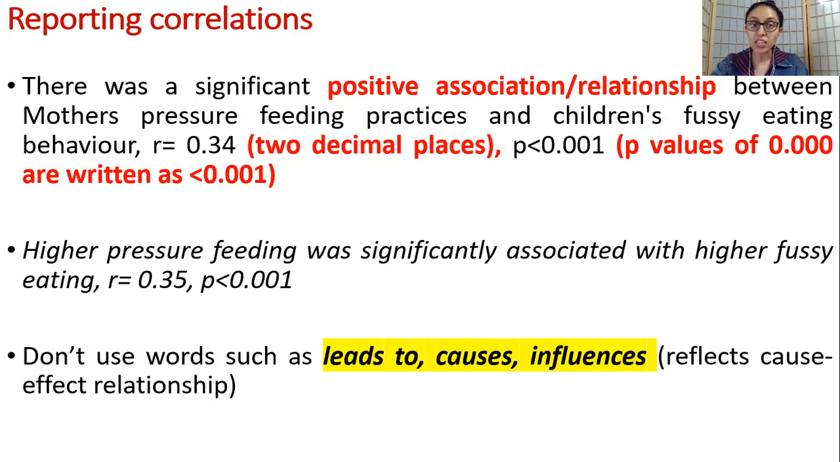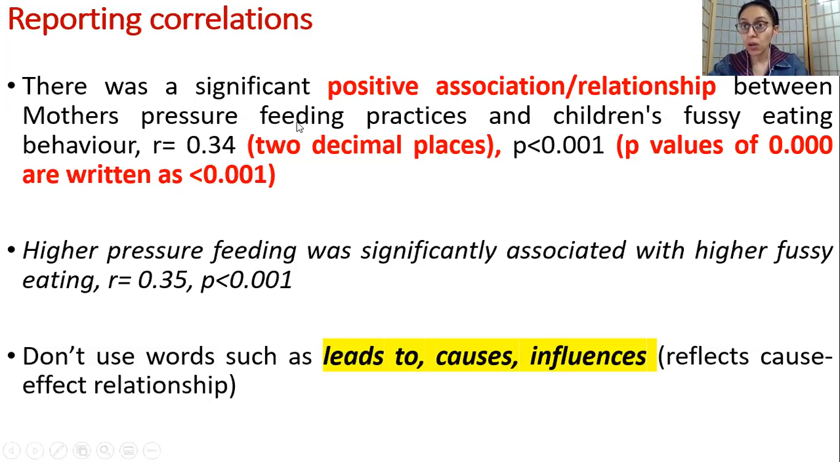But then the second challenge they have is they don't know how to appropriately word these results in a scientific manner. That is where this slide comes in to help. For instance, the example I have given in the SPSS, which we will be doing, is between the variables from my PhD study: mother's pressure feeding practices, the mother coercing, the mother pressure feeding, and the child's picky or fussy eating behavior. So this is how you would word it.